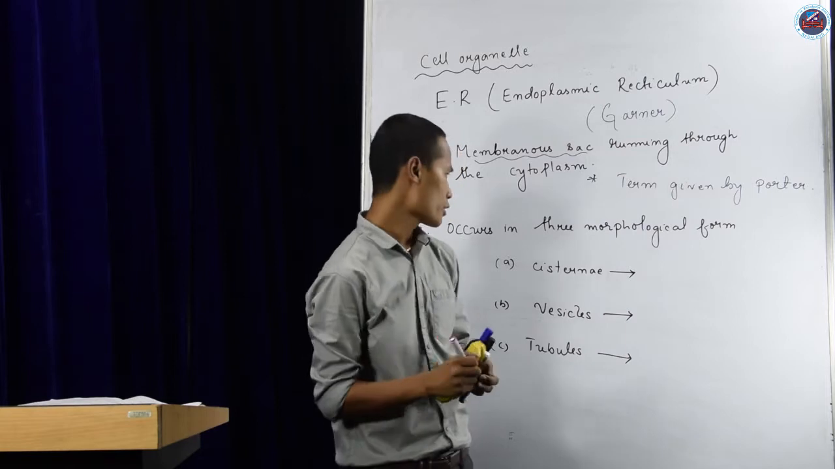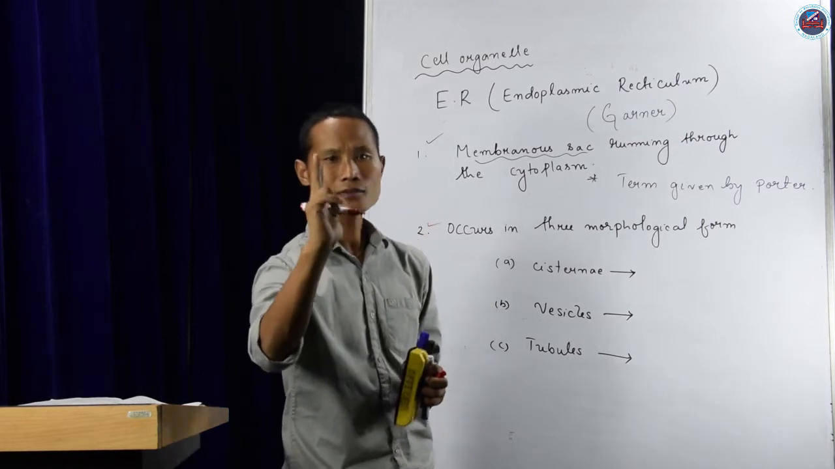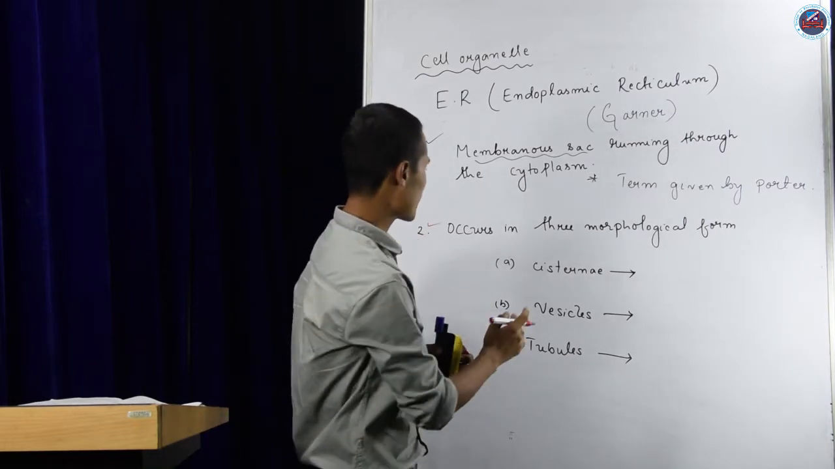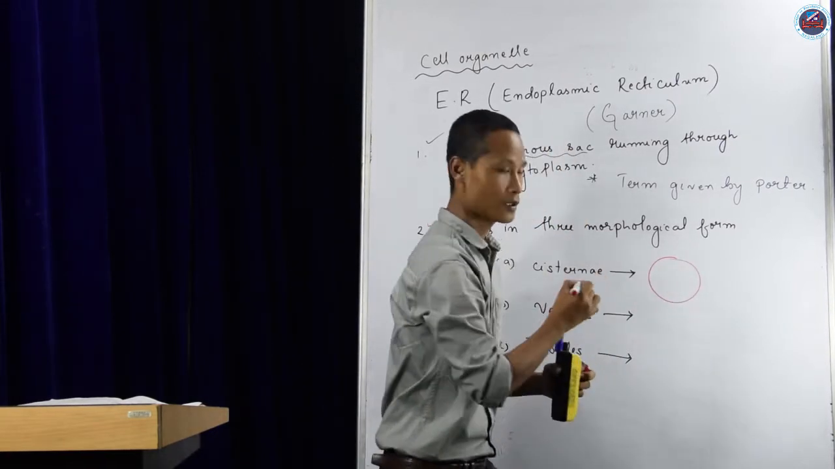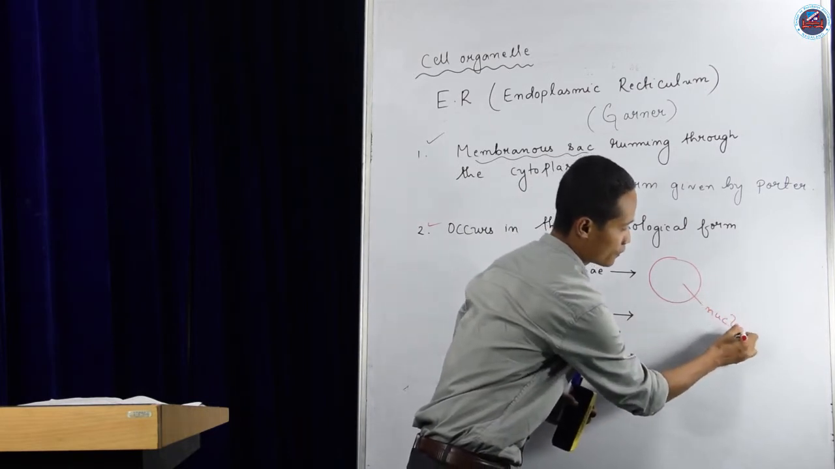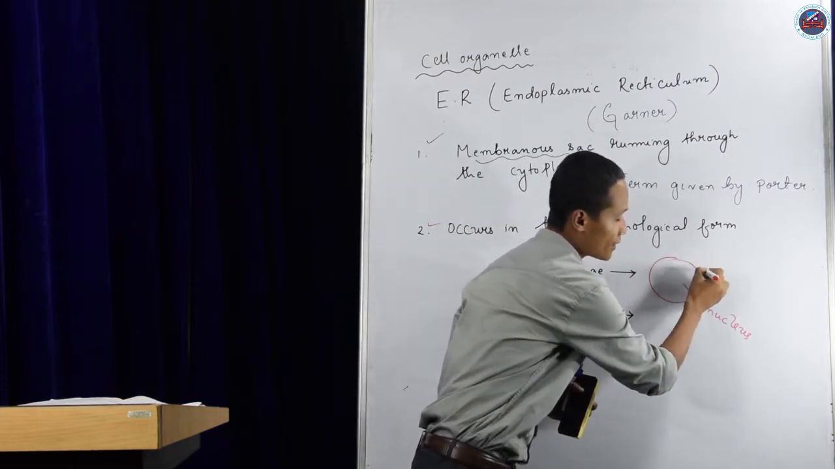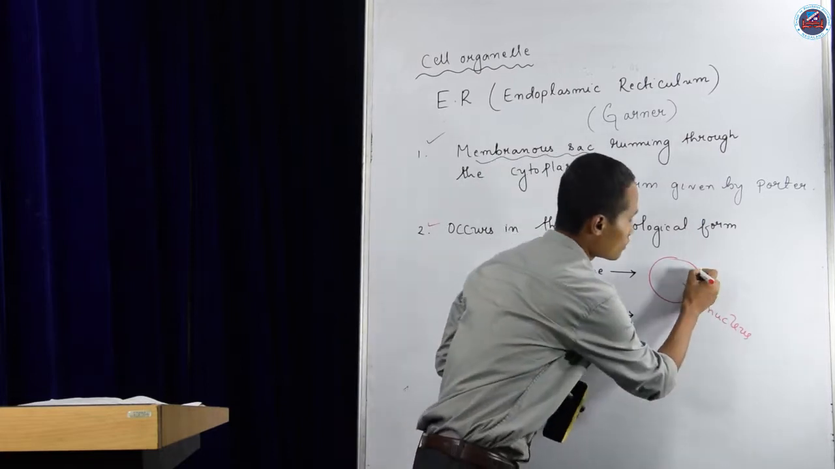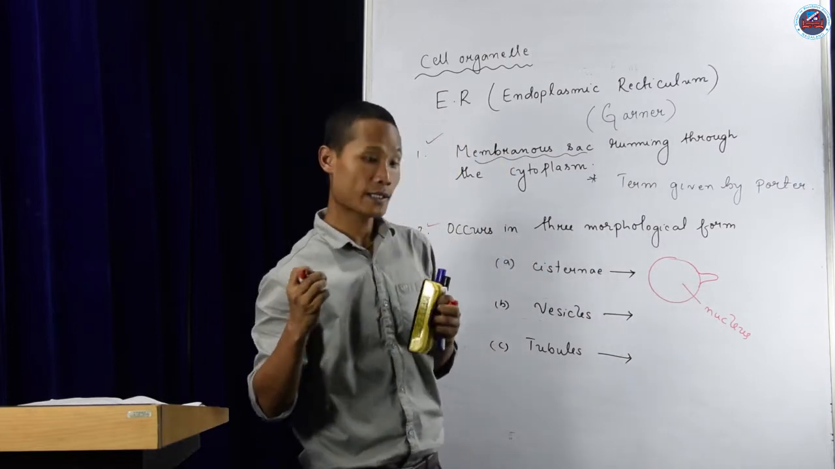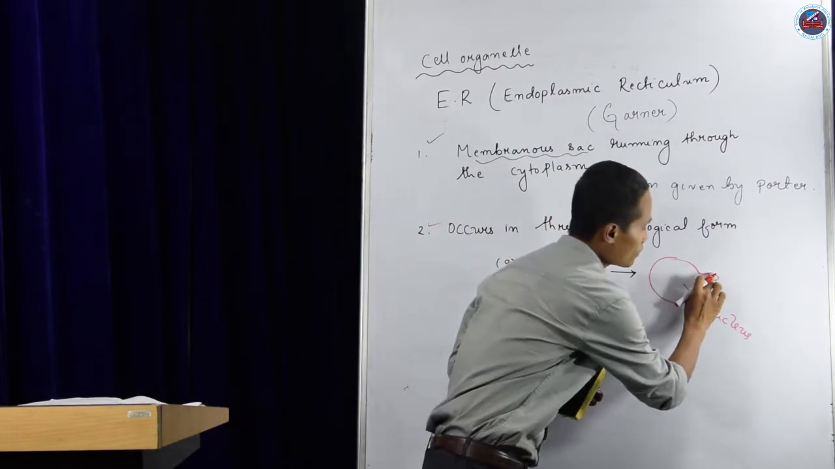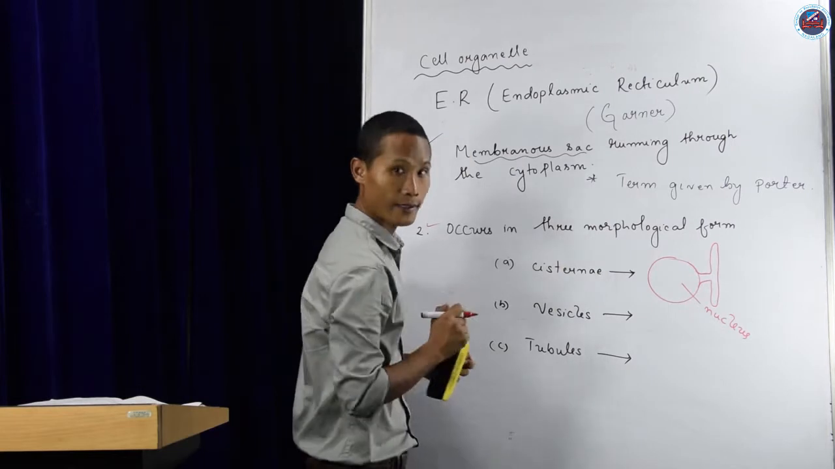There are three important points about the forms. They exist in three morphological forms. The first one is cisternae. Just think that this is a nucleus. In the nucleus, there will be a slight extension or protrusion, coming out and connected with your nucleus. Once it is connected, this is your cisternae.